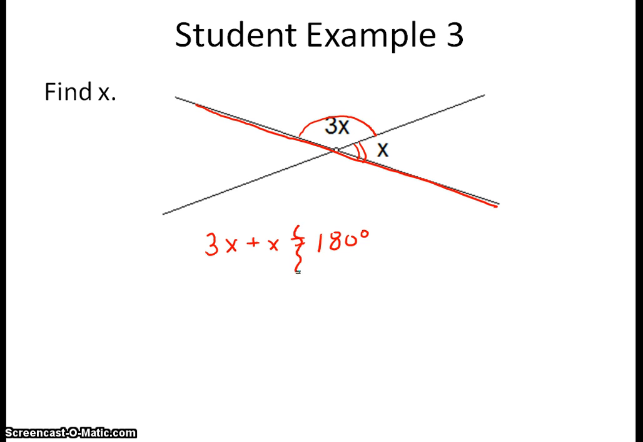And so now to solve this equation, if I take 3x plus x, because I combine my like terms over here, I get 4x equals 180, and then I divide by 4 on both sides, and I get that x is equal to 45 degrees. And the question is, find x. So I found x. X is 45 degrees.